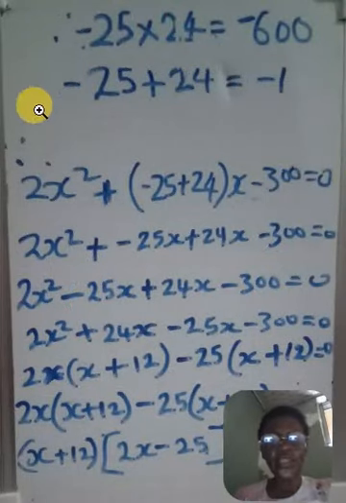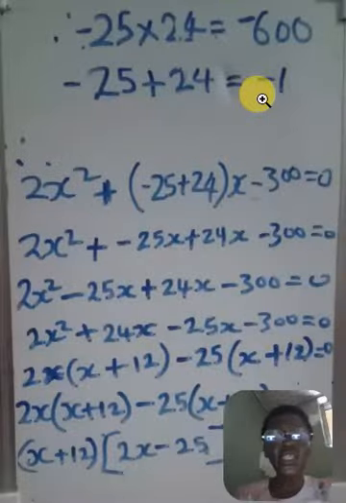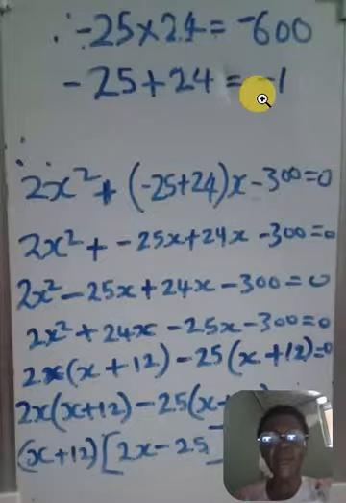So as you can see here, minus 25 is our m and 24 is our n. So minus 25 times 24 will give us minus 600. Likewise, minus 25 plus 24 will give us minus 1. So these two numbers, minus 25 and 24, are our m and n.